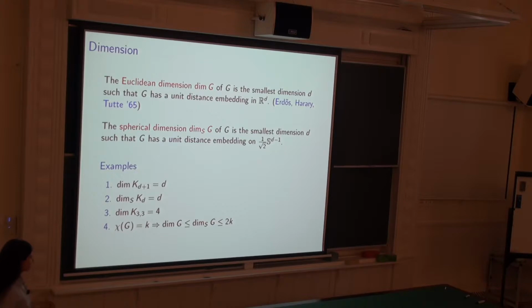We can say something similar regarding the chromatic number. So if the chromatic number is k, then we can embed the graph on the sphere of radius 1 over square root 2 in R^{2k}. We just take k pairwise orthogonal planes, and in each of them we take a circle of radius 1 over square root 2, and to each class we assign one of the circles and embed the vertices from this class in that circle.